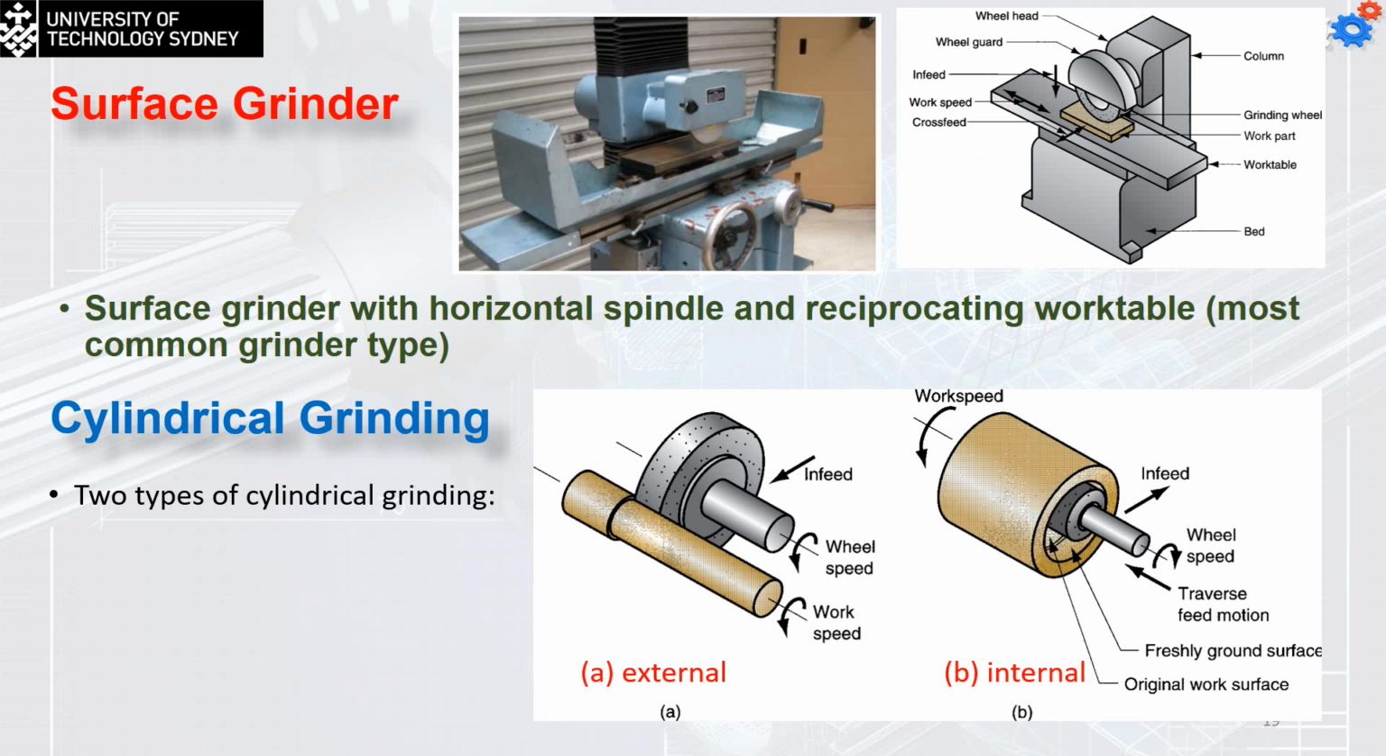We used to have this machine in building 2, and students were able to see what's going on. I'll try to play a video to show you how the process happens. So the surface grinder with the horizontal spindle and the reciprocating table is the most common grinder type. And we have the cylindrical grinder, where we have 2 types of cylindrical grinding, either the external one or the internal one.